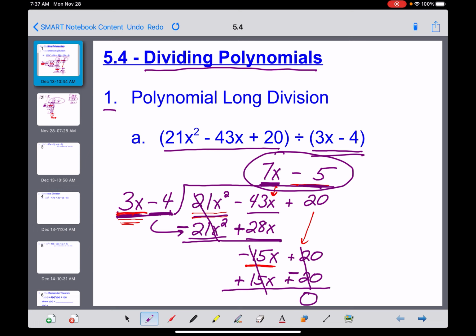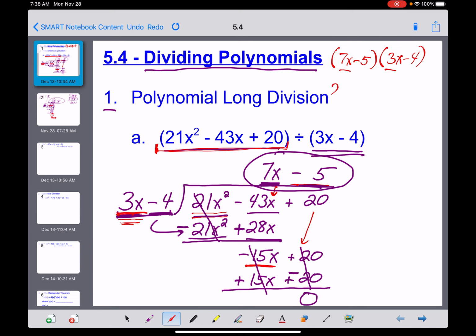Now, if I wanted to check that, guys, this is something your 4th grade teacher might have taught you, you can always go back and multiply your quotient, which here was 7x minus 5, by your divisor, which was 3x minus 4. And if we've done this right, we should get back to the original dividend right here. So binomial times binomial, I would check that with FOIL.